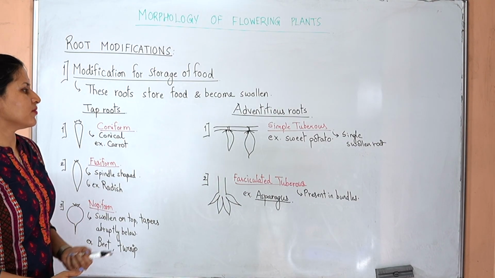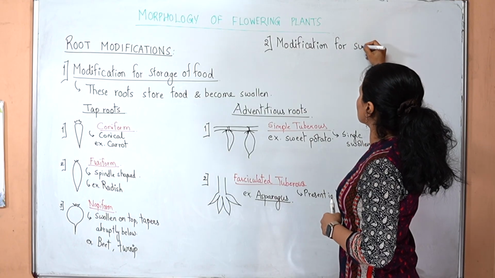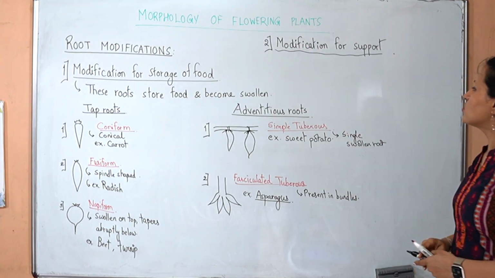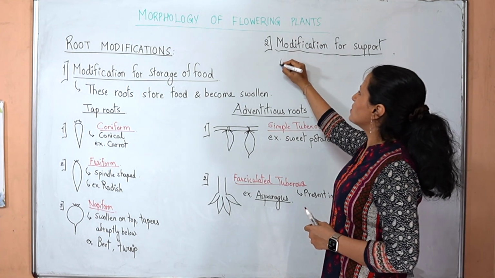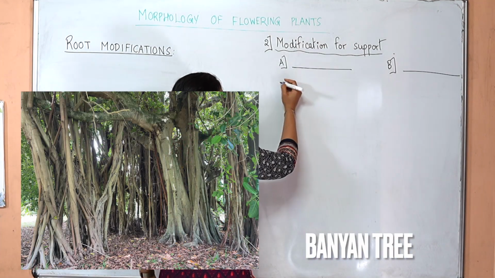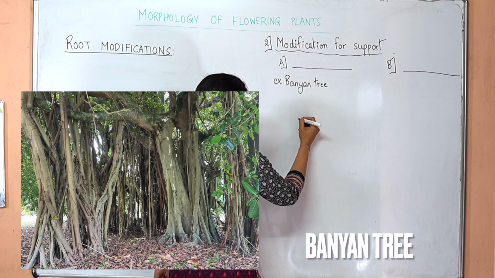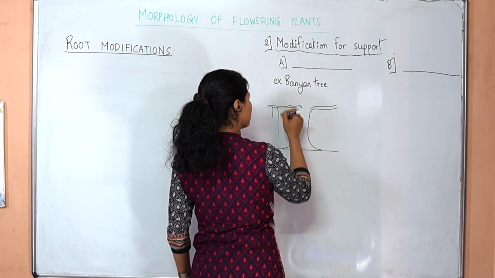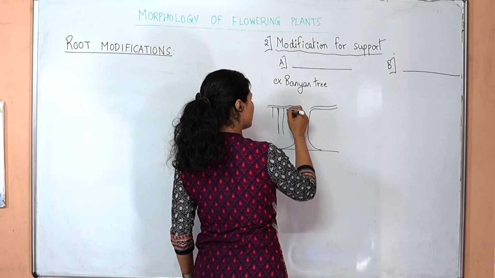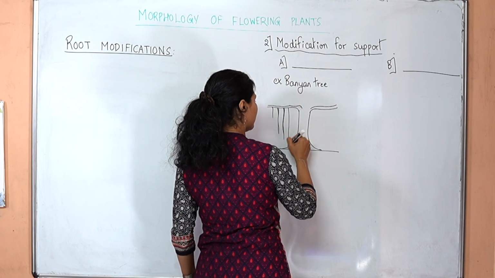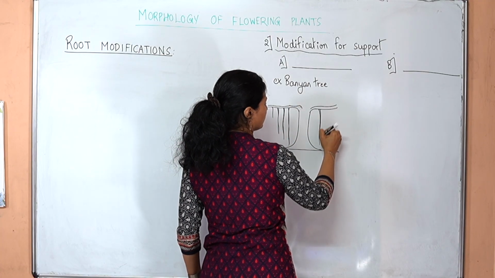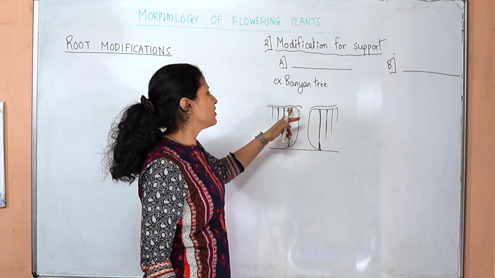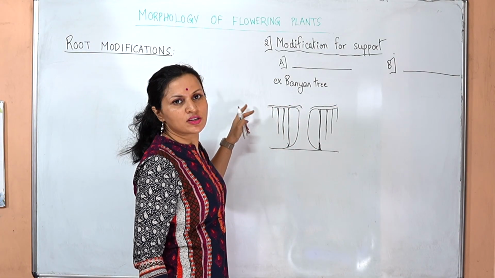Moving on to the second modification, modification for support, extra support to the plant. Under modification for support we are going to look at 2 examples. So for the first one, let us take the example of the banyan tree. Have you seen a banyan tree? In the banyan tree you will find that there are a number of roots like this which are dangling down below from the horizontal branches. These are roots which have arisen from the nodes of the horizontal branches.